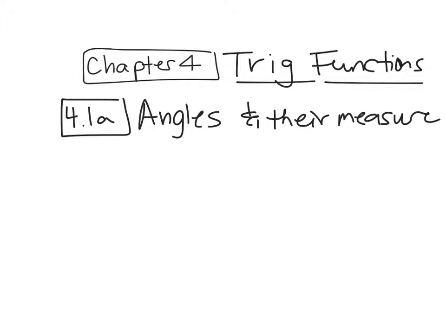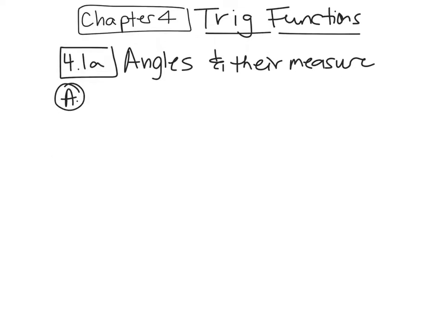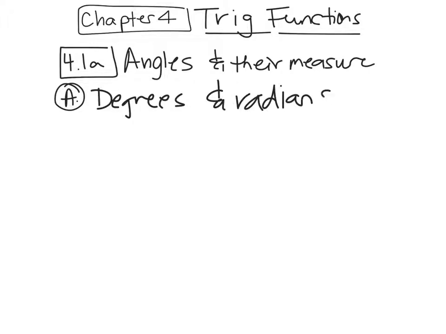Okay, so here we go. We have 3 parts today, A, B, and C. So letter A: let's talk about degrees and radians. Degrees you feel comfortable with because it's what you've always learned. You've got a protractor.